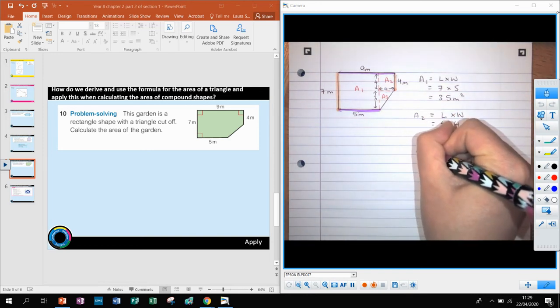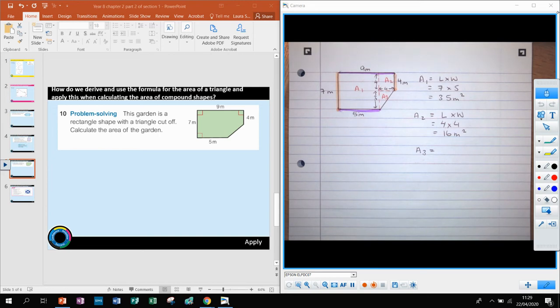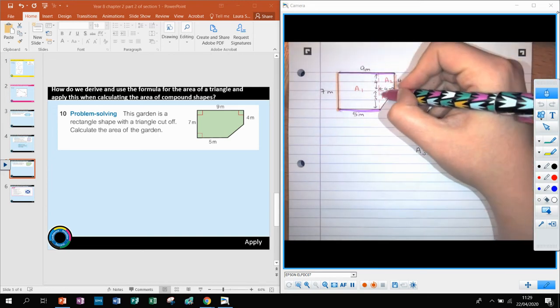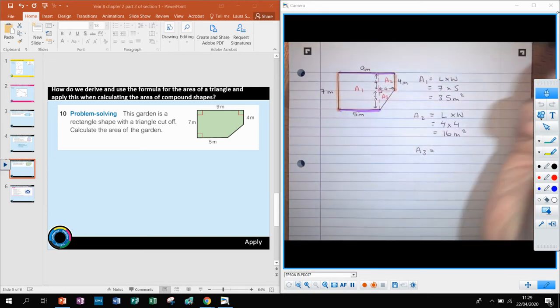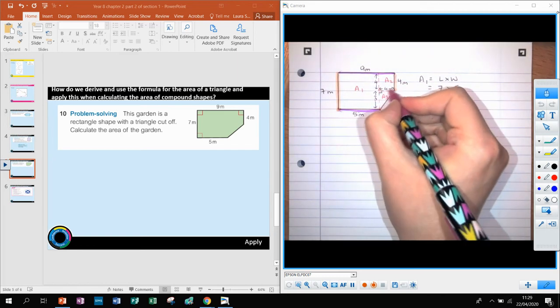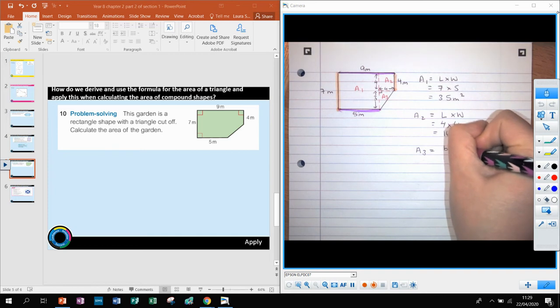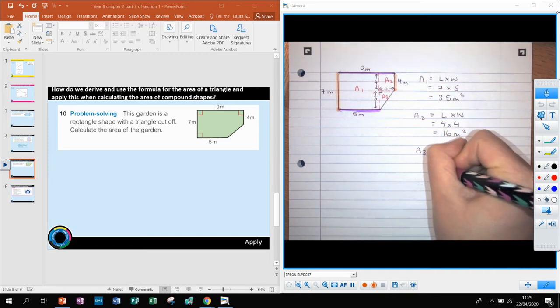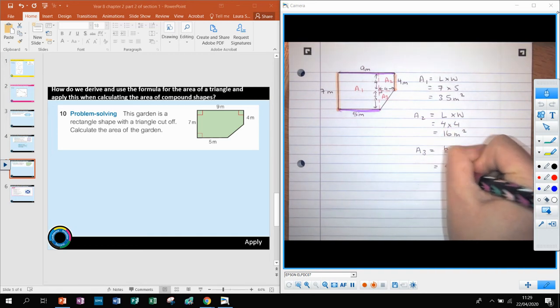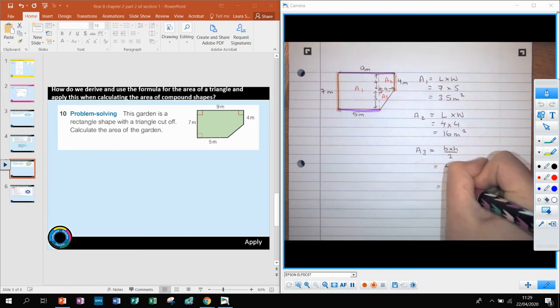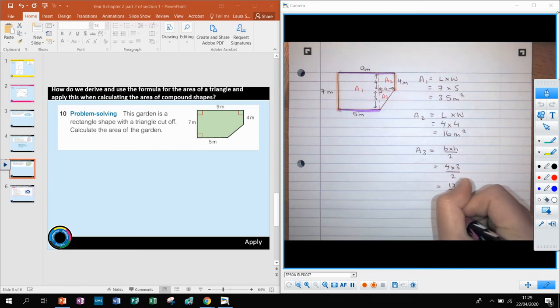That brings us to area 3, which is our triangle. Okay, we can see there's a right angle. So I know the base is 4 and the height is 3. So this is base times height divided by 2, which is 4 times 3 divided by 2, 12 divided by 2, which gives me 6 meters squared.